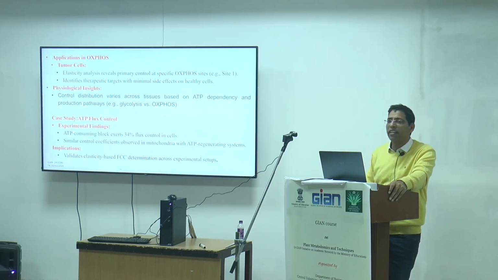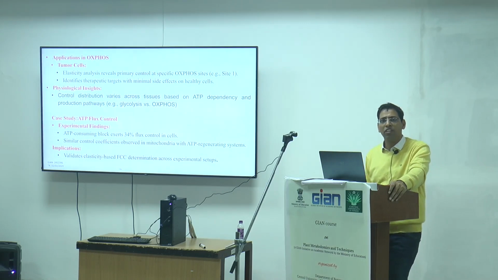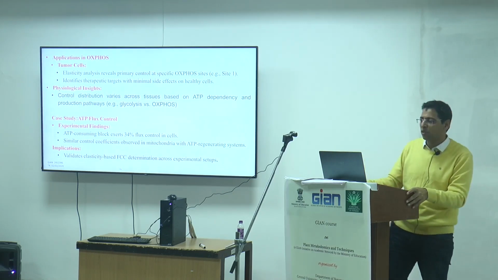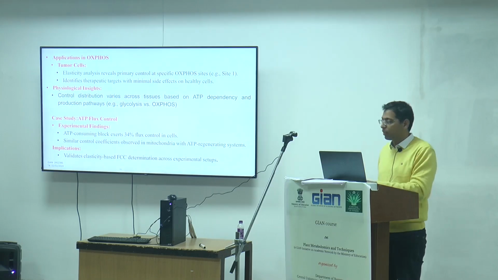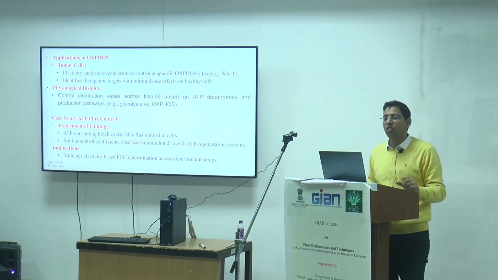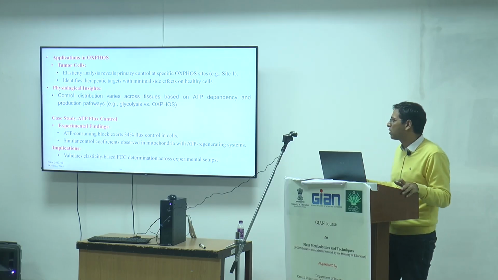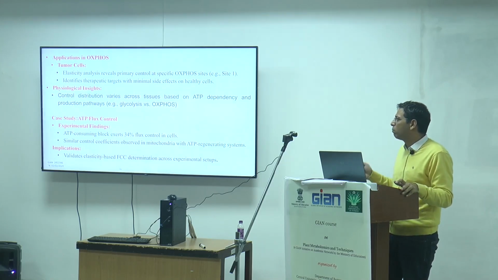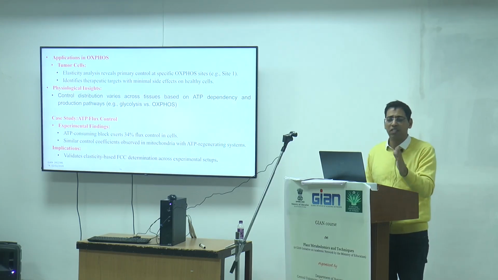Now what is the application of this for oxidative phosphorylation, in this particular case that I told you, tumor cell, physiological insights, then a case study of ATP flux control. If you are using the ATP flux control now, not the oxidative phosphorylation, the ATP consuming blocks accounted for 34% of the flux control in a particular cell.